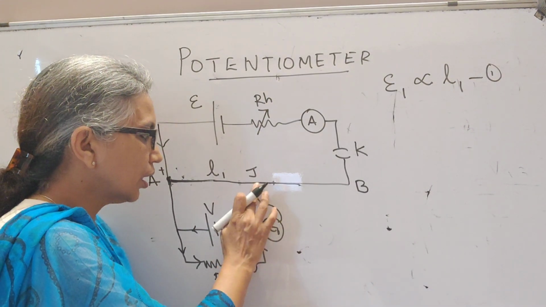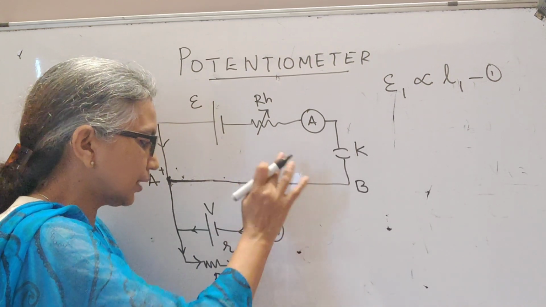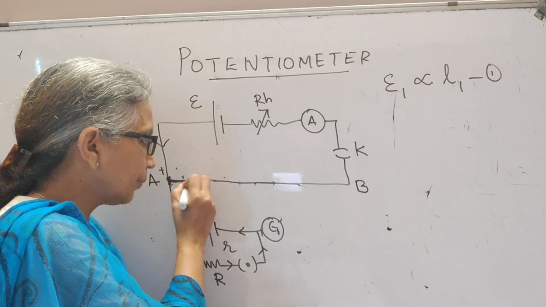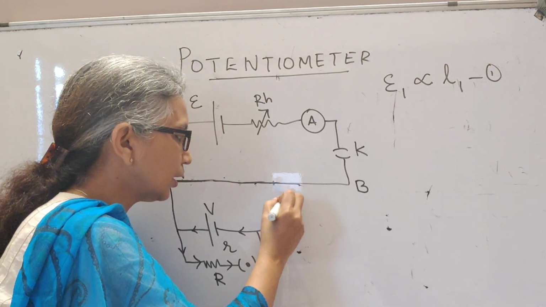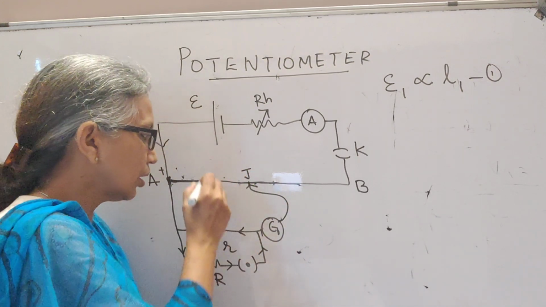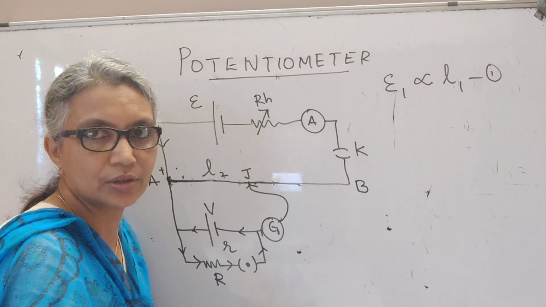Now what I do is, I will find the new balance length. Now your cell is carrying current. Now I hold the jockey and pull to the right till the jockey reaches a point, let's say this length is L2, where the galvanometer will show zero deflection.